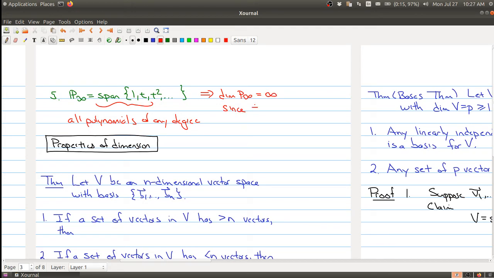That's because the basis has an infinite number of elements. So we're going to take a quick pause here, and in the next part we'll talk about some of the properties of dimension.